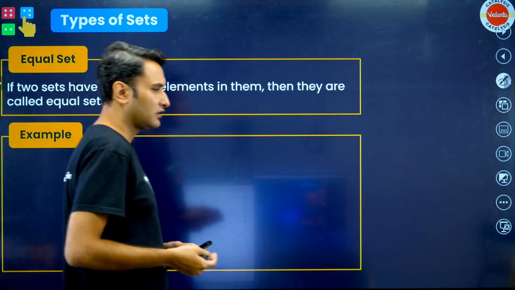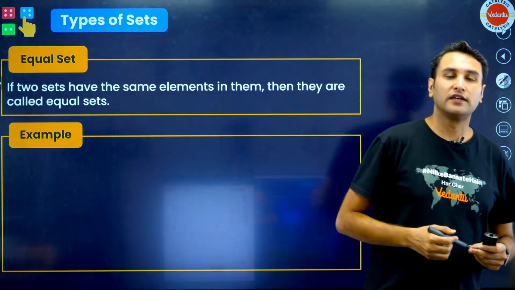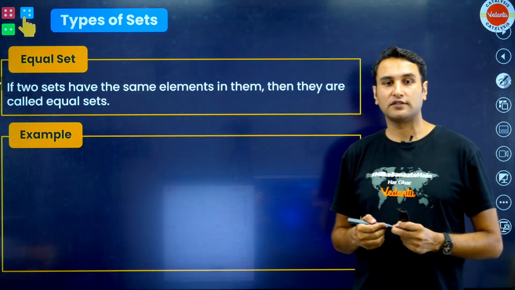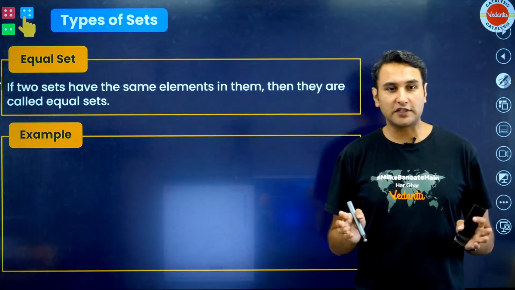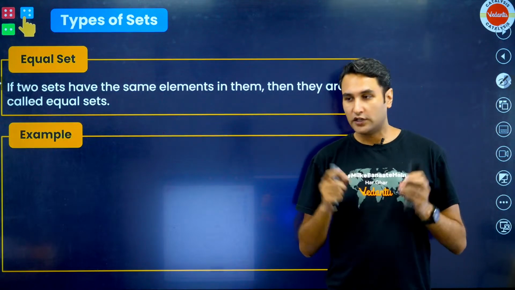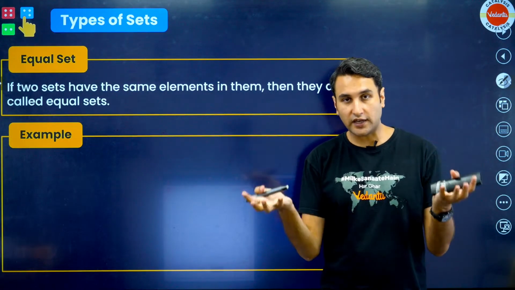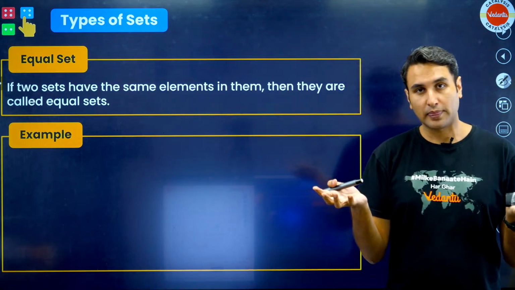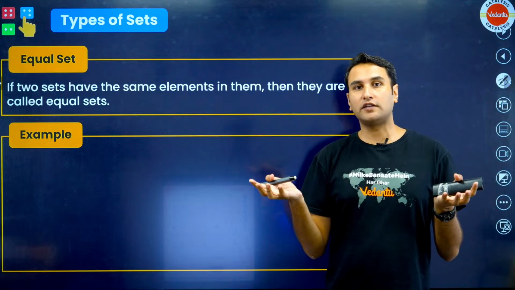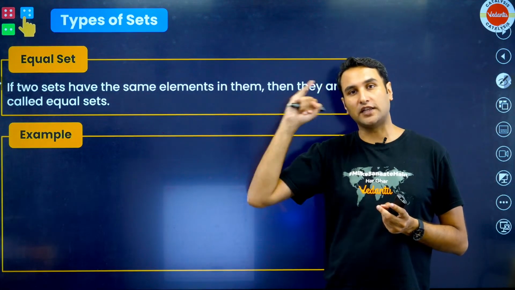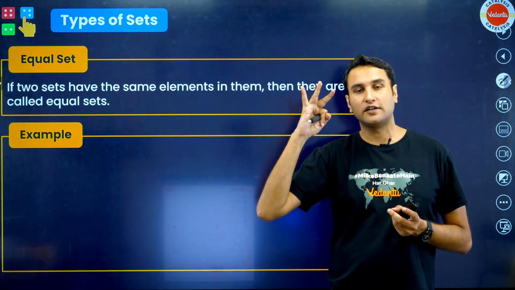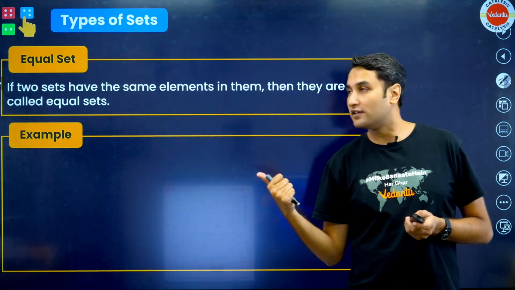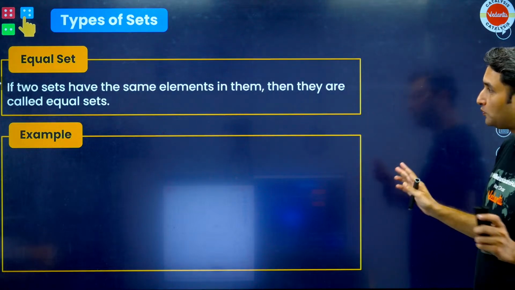Equal sets. As the name suggests, equal sets are the sets in which not just the number of elements, but the elements are also the same. Two sets containing exactly the same elements are called equal sets, right? And what we are learning is types of sets. We have done null set, singleton set, finite set, infinite set. We are doing equal set, right? So all the elements should be equal.